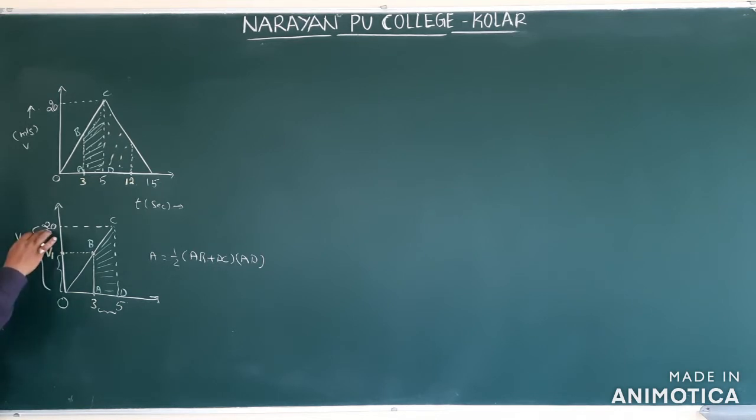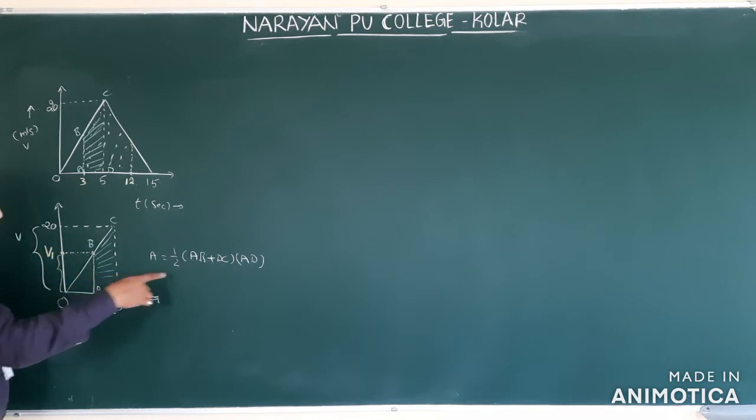Okay, 20 we came to know. What is AB? This one. This one means O to V1. This value we don't know. We are going to calculate this one only now. How we are going to calculate, we will see.